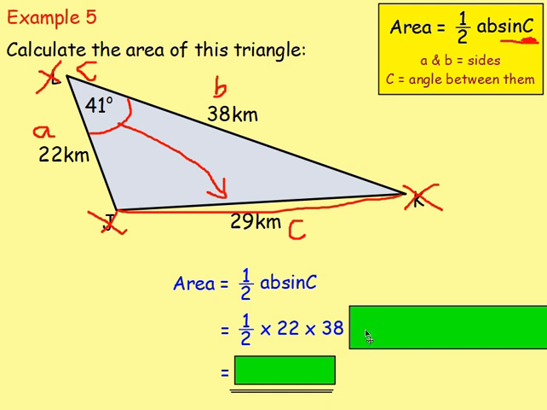Remember, it doesn't matter which way around you have them, as long as you've got the 22 and the 38. But the 29, do we need that 29? No, they're trying to confuse us. Don't let them confuse us. Ignore them. Exactly. We don't need C. We just need a half of A times B times sine C.